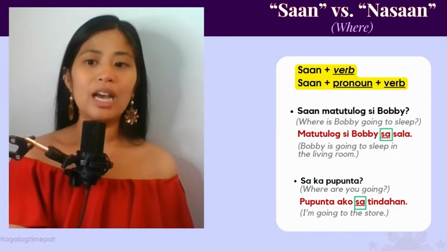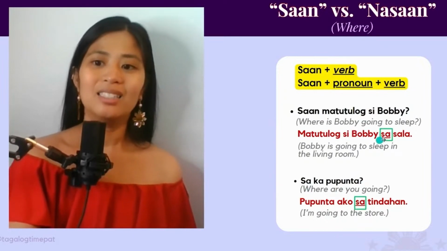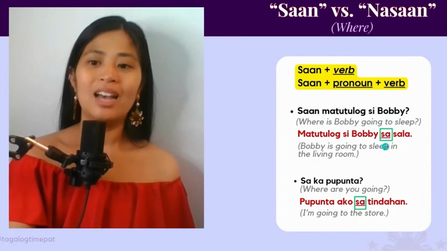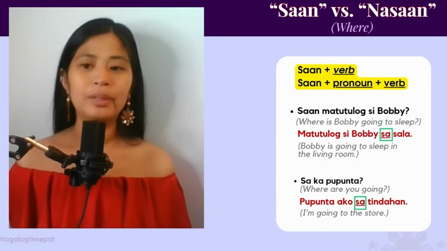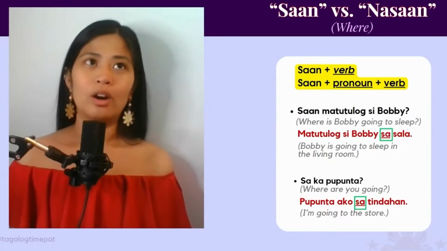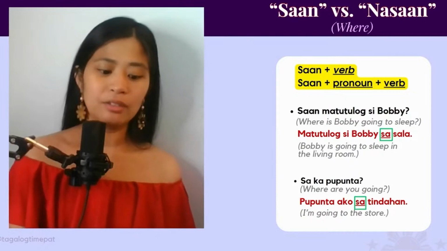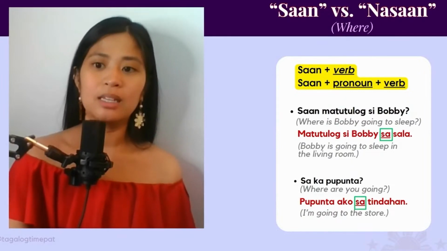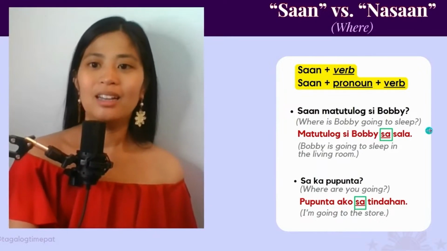I do want to point out that your response has this word sa. When the question is saan, the response is sa. Sa is a preposition and it means at a place, but it can mean to or from or something like that. So sa has a lot of different translations depending on the context. In this case, it means at a place or to, okay?